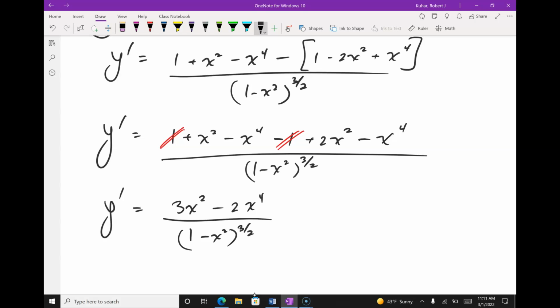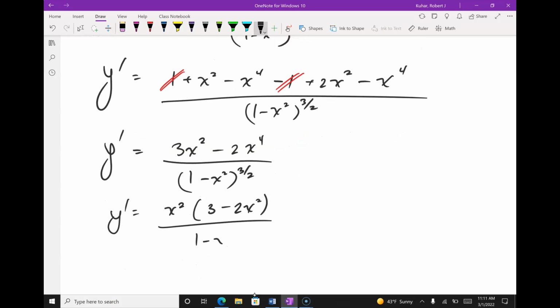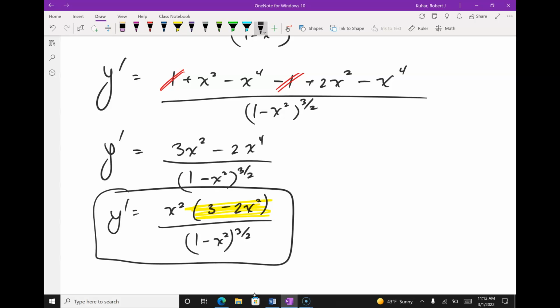I can take out that x squared upstairs, right? I guess there could be one more step. That is a difference of squares, right? I could factor that one last thing, but this is fine. I could factor that, but this is pretty good. Pretty nasty.